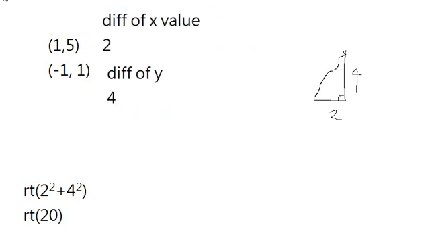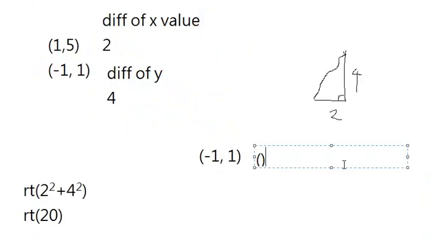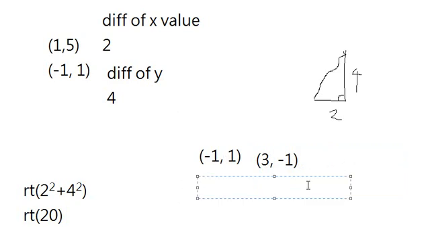Now we want B and we want C. What's C? 3, -1. So we've got these two points. Again, we find the difference. The difference of x is 3 minus -1, which is 4, and the y difference is -1 minus 1, which is -2.